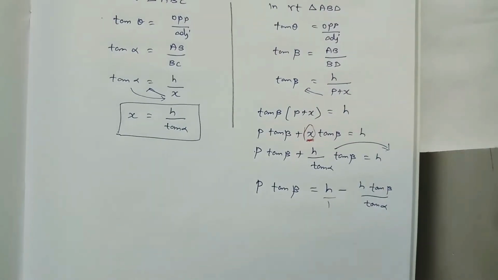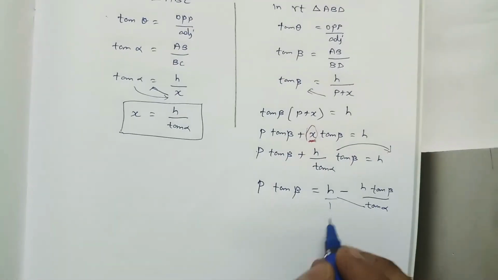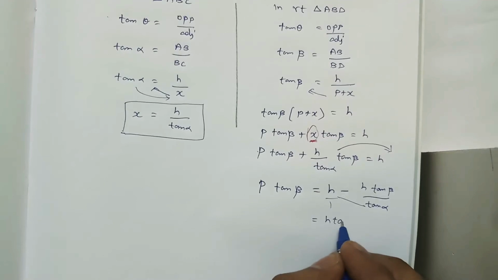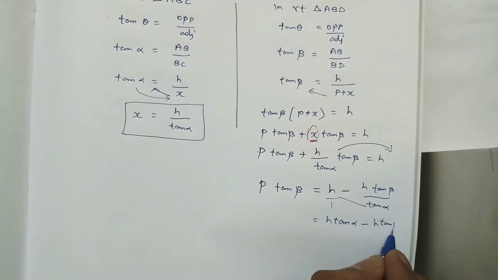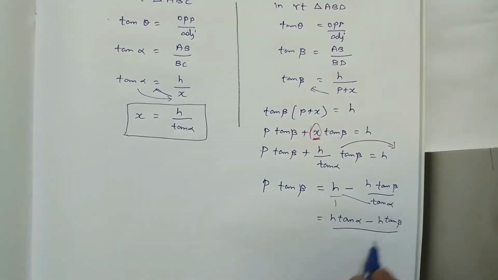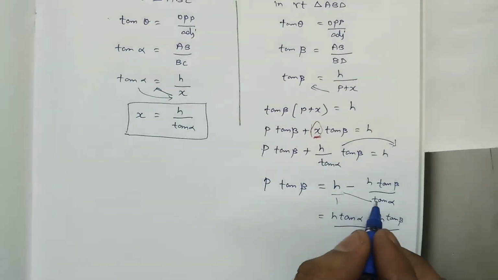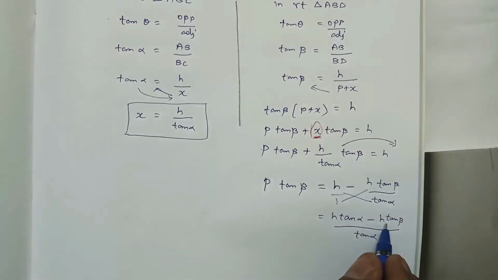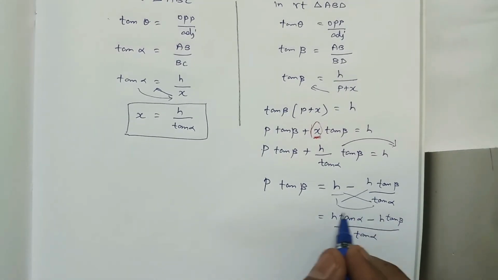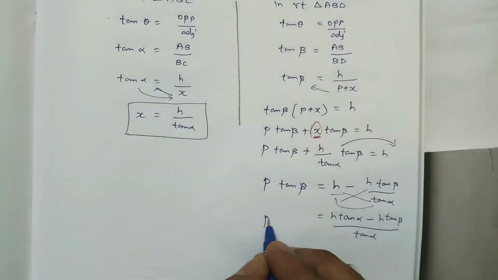Do the cross multiplication. So what is it? Tan alpha into h, tan alpha minus h tan beta, right? H tan beta divided by tan alpha. Understood? H into tan alpha minus 1 into h tan beta divided by 1 into tan alpha, right? Is equal to what we already have.